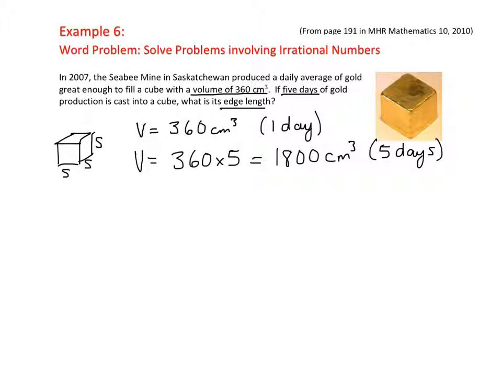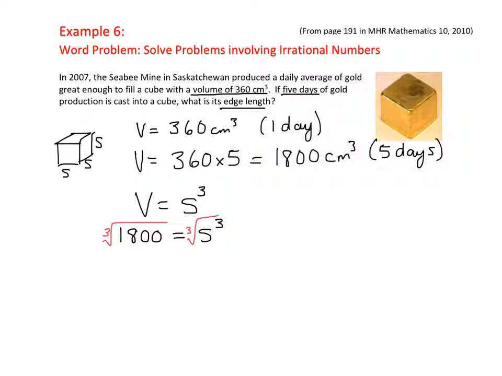So now, if we look at the volume formula for a cube, the volume of a cube is equal to the side length of the cube cubed. Length times width times height gives us volume, so because they're all s's, it's just s times s times s, which is s cubed. Now we know the volume, so we'll sub that in. 1800 is equal to s cubed. To undo the cubed on the s, because we're trying to get s by itself, we can cube root both sides of the equation.